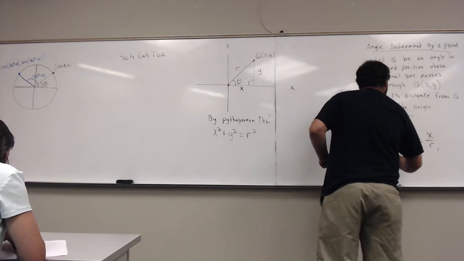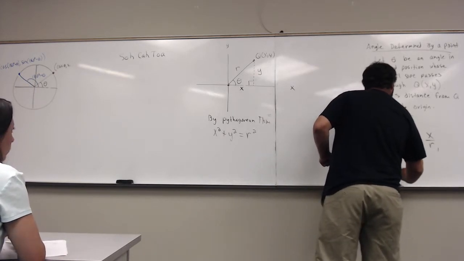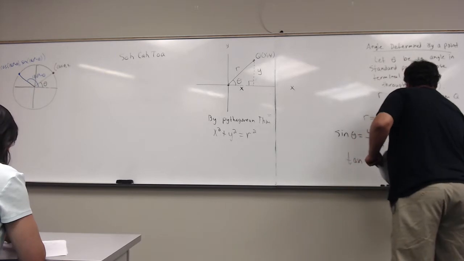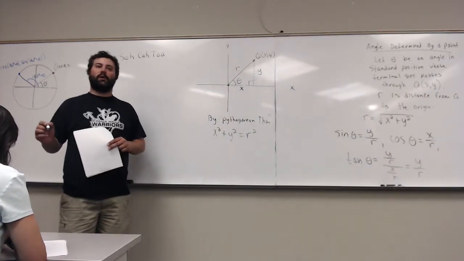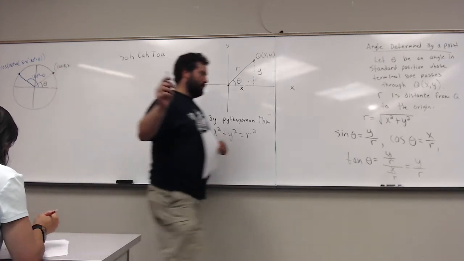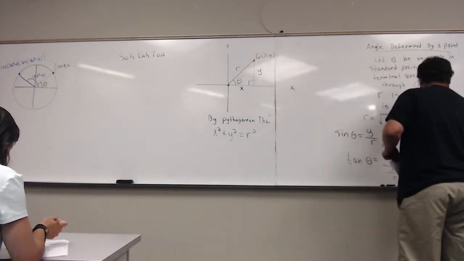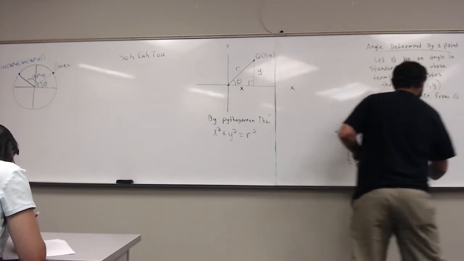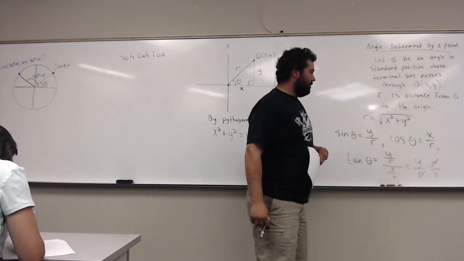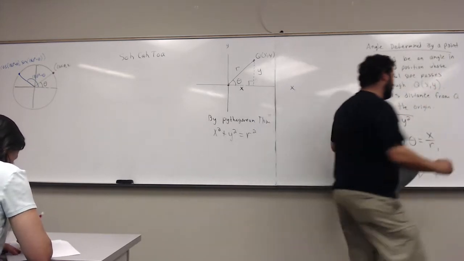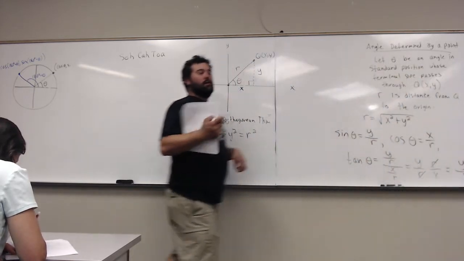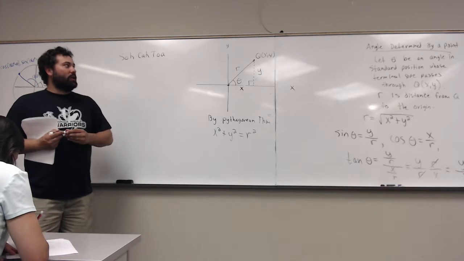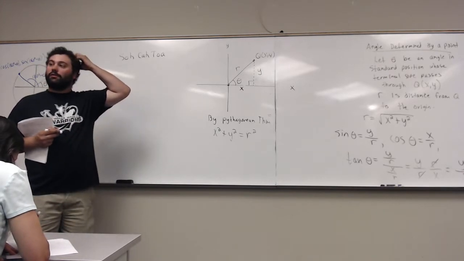So if I do y over r divided by x over r, what's the trick for dividing something by a fraction? Instead, you multiply by the reciprocal. So the reciprocal of x over r is r over x. The r's cancel, and you're just left with y times 1 over 1 times x, which is y over x. So for tangent, it's the same formula as if you were on the unit circle.